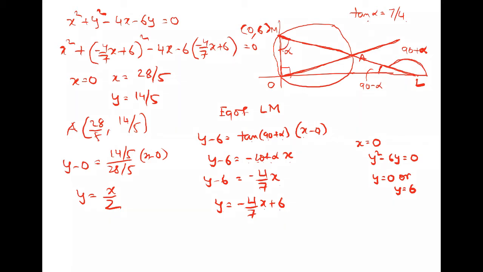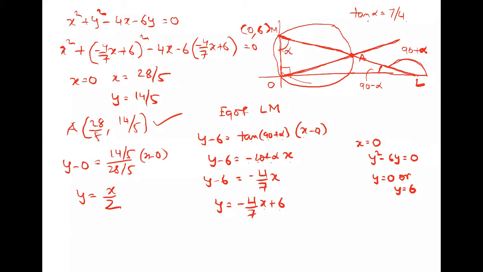Y value you substitute in the circle equation to get the point A. Note down: when you solve the line LM and the circle, you get point A, with coordinates 28 by 5 and 14 by 5. So what's the slope? Slope will be y2 minus y1 by x2 minus x1. So it becomes 14 by 5 divided by 28 by 5. You get 1 by 2. So y is equal to x by 2.